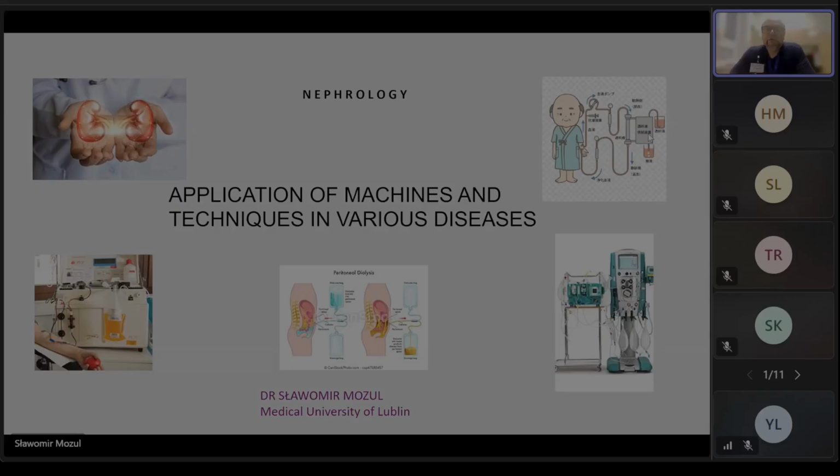I would like to welcome all English-speaking students. Today I will present the topic, the application of various devices and techniques used in the treatment of different diseases in nephrology. My name is Sławomir Mozul. I am a nephrologist and I work in the Department of Nephrology, the Medical University of Lublin.